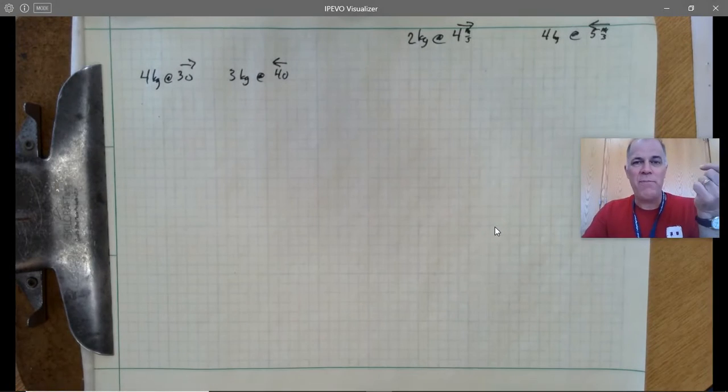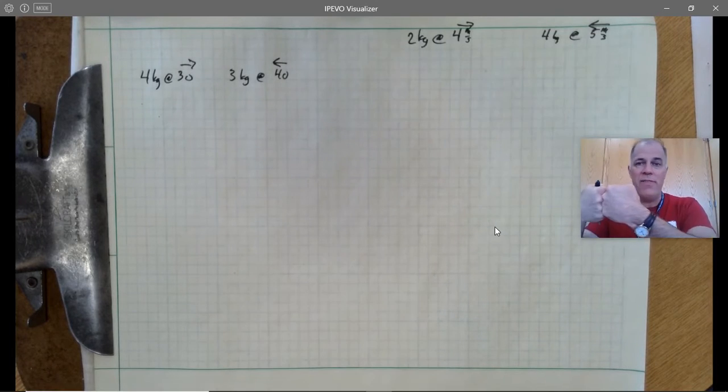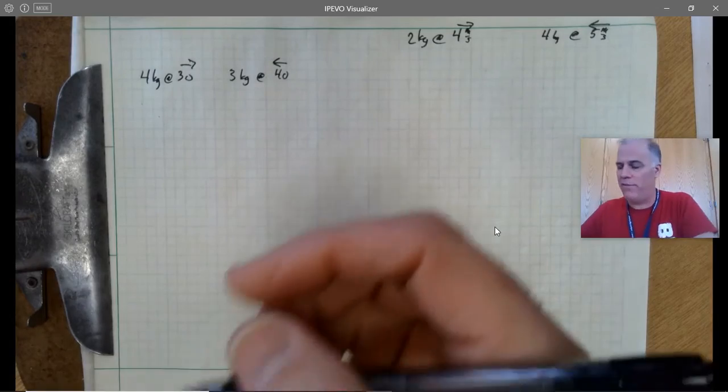And the speed of the center of mass is how fast the two objects are going to move if they stick together. If they're stuck together, they have to be moving at the speed of the center of mass because they are the center of mass.